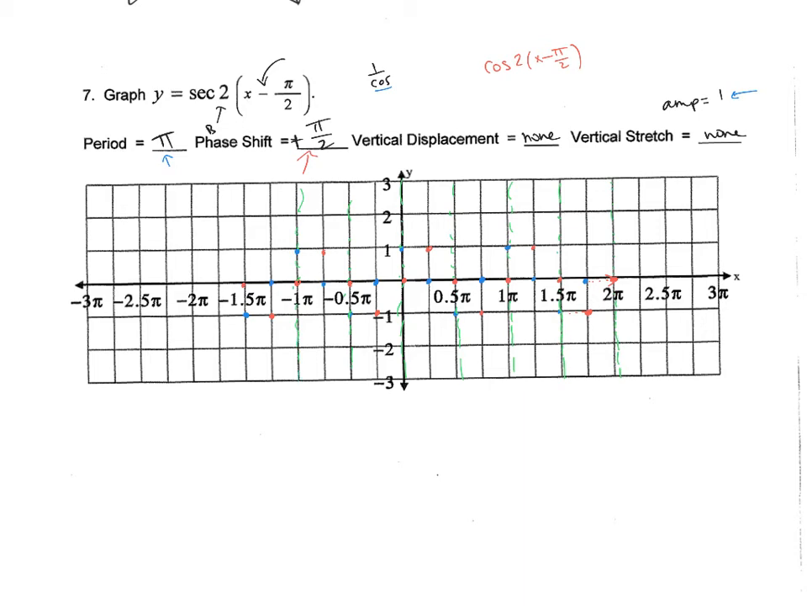Now we're going to use our transformed cosine graph again, and our local minimums become local maximums, and our local maximums become local minimums.